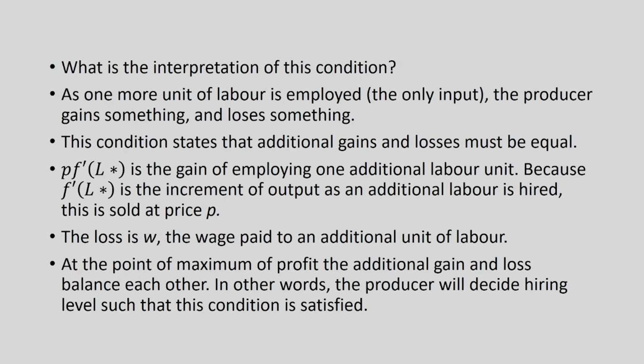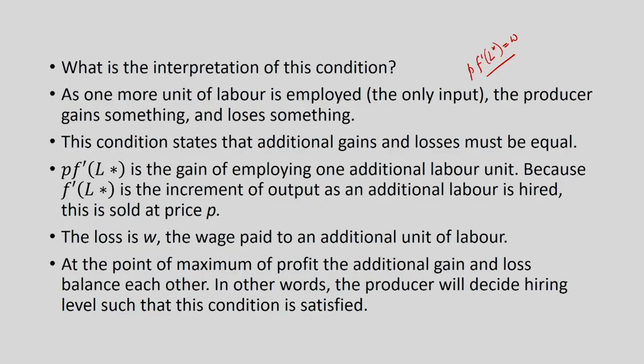What is the interpretation of this condition? This condition means P f dash of L star is equal to W. As one more unit of labor is employed, labor being the only input, the producer gains something and loses something. This condition states that additional gains and losses must be equal. So, how can we say that? How can we say that the condition is indeed stating that the additional gains and losses must balance each other?